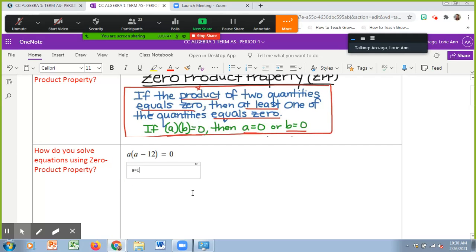So a is equal to 0. That's the first one, right? And the second portion is you're going to copy the other factor, the one inside the parentheses, and make it equal to 0 again. So a minus 12 is equal to 0. When you write it down, just make sure you keep that small letter a right there, because that's the variable. For a is equal to 0, that's a dead end, because a is already by itself.